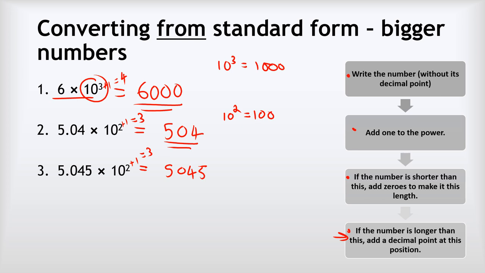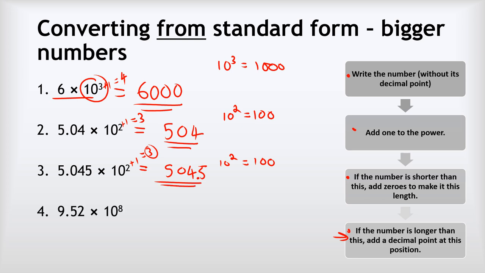So at the third position, we're going to add a decimal point. So 1, 2, 3, there goes my decimal point. And now that's our final answer, just like that. And again, let's do our sense check. We saw from last time that 10 to the power of 2 equals 100. So we're looking for an answer in the 100s, and 504.5 is in the hundreds.